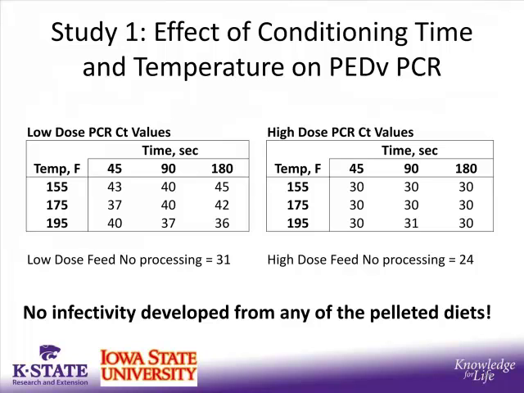When we put that feed through the pellet mill, we saw a rise in the CT values, which would suggest that less PED RNA was being detected. The great thing from this study is that no matter which of these 9 diets we fed the pigs, we did not develop any infectivity from this feed. And so we were able to demonstrate that the pelleting process was effective at minimizing PED risk, at least down to the lowest temperature of 155 degrees with a 45-second retention time.